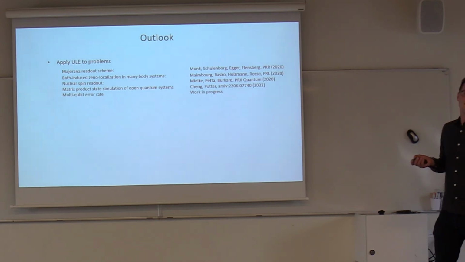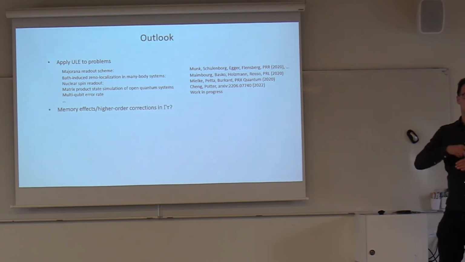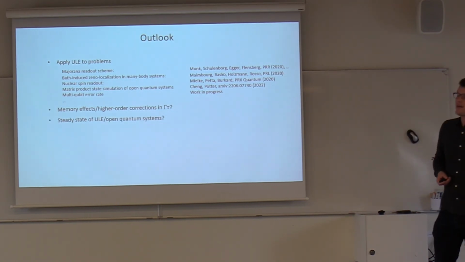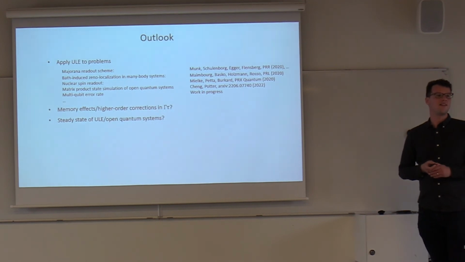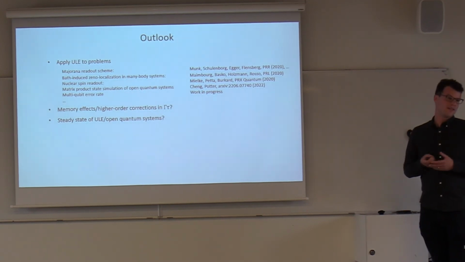One thing that we're thinking about is to use this method to characterize multi-qubit errors in quantum computers, where this is also a very natural method to use. But there may be other applications of the method. Other things that we're thinking about are to include higher order corrections in this gamma tau, and to investigate the steady state of the master equation.